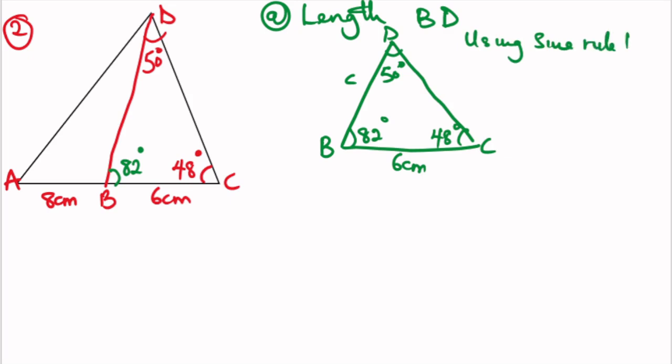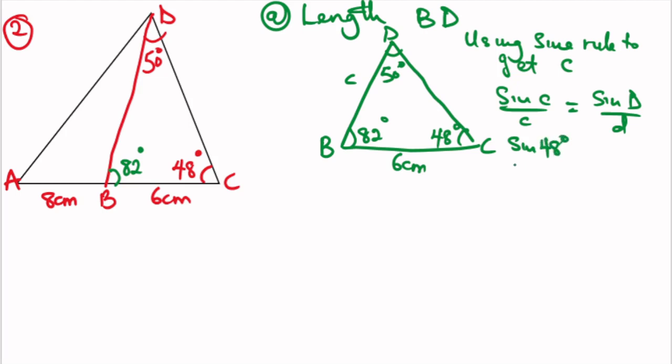Using the sine rule to get c: sine C over c is equal to sine D over d. Now substituting the given parameters, sine C is 48 degrees over small letter c, which is what we're looking for, equal to sine D. D is 50 degrees, and small letter d, which is opposite angle D, is 6 centimeters.